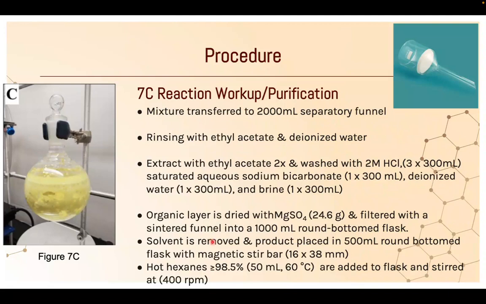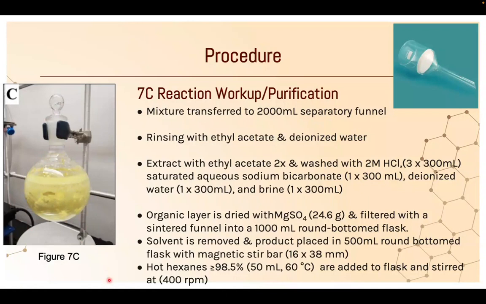The organic layer is dried with 24.7 grams of magnesium sulfate and filtered through a 350 milliliter, 9.5 centimeter sintered funnel, medium grit, into the round bottom flask. As can be seen in this upper right hand corner, this is the sintered funnel, which would be placed on top of here. And the flask is placed on a rotary evaporator, and the solvent is removed, resulting in a yellow solid formation, which can be seen in figure 7C.